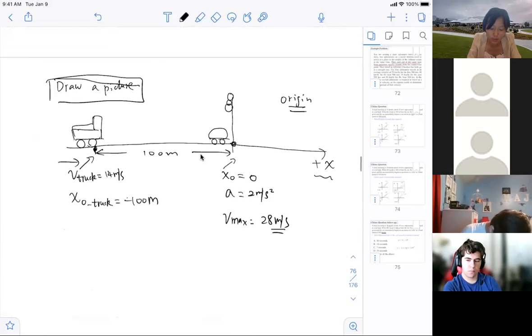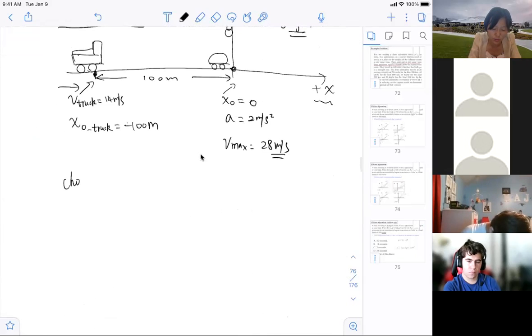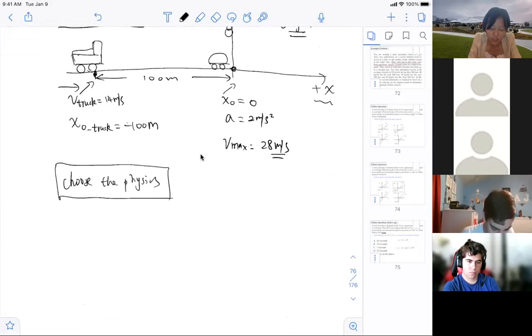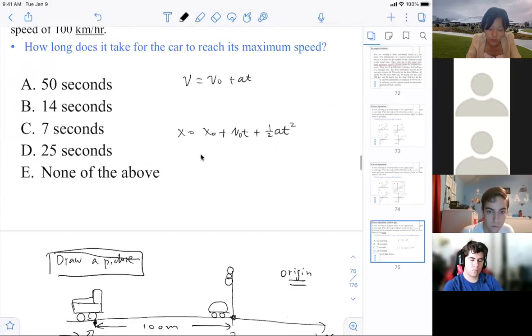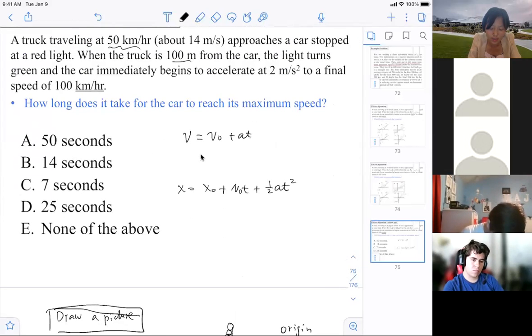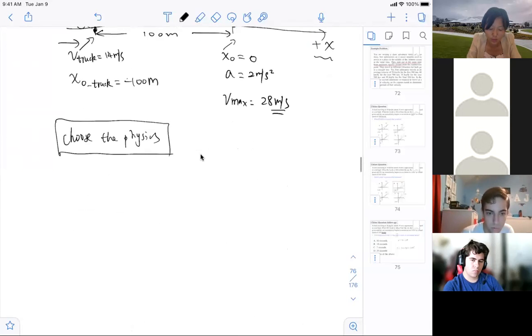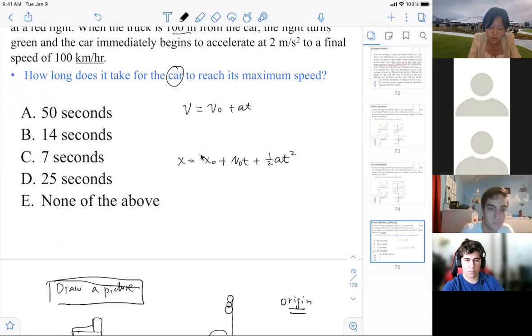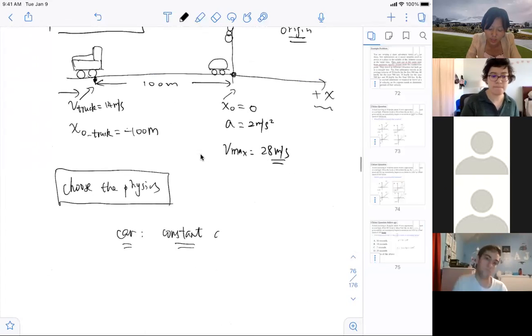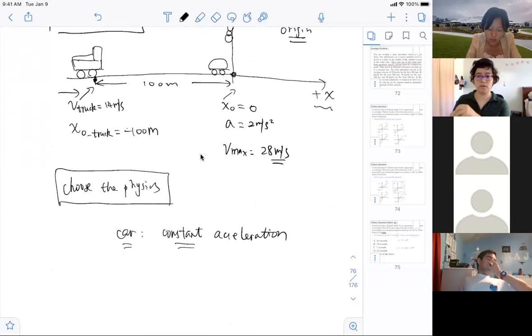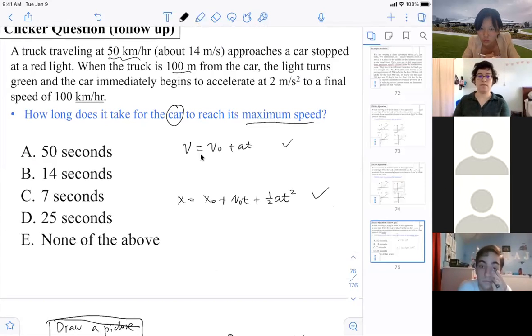Next, we want to choose whichever physics we want to use. What we mean by choosing the physics is what kind of motion the object is having, so you can choose the relevant quantities. The question is asking about the car, so choose the physics for the car. What kind of motion does the car have? Is it constant acceleration or constant velocity? What do you think? Constant acceleration? Yes, before it reaches maximum speed, it is constant acceleration. So constant acceleration has these two equations we just derived.